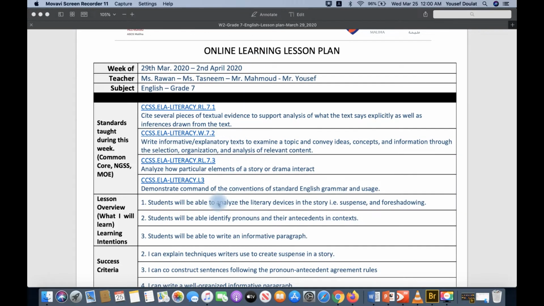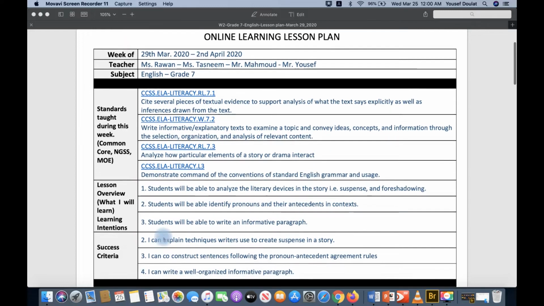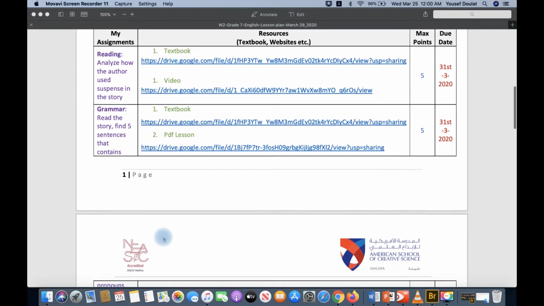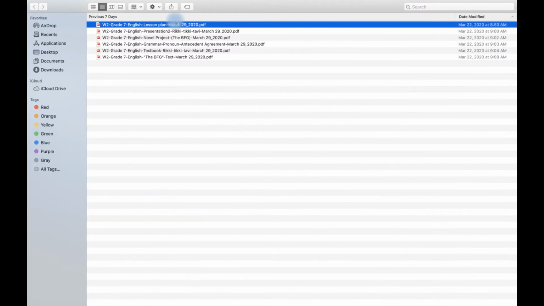Here we have three scales to focus on. In reading, you'll be able to analyze the literary devices, like suspense and foreshadowing. In grammar, you'll be able to identify pronouns and antecedents in context. In writing, you'll be able to write an informative paragraph. Every scale of these has one assignment connected to it. Let's start our presentation.